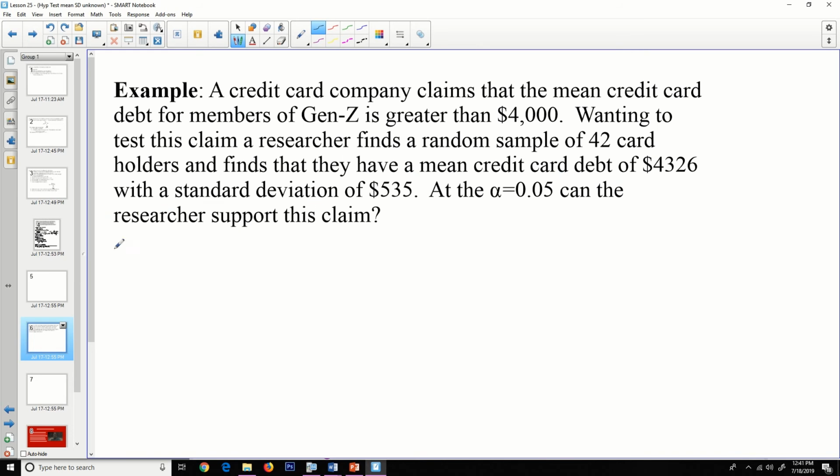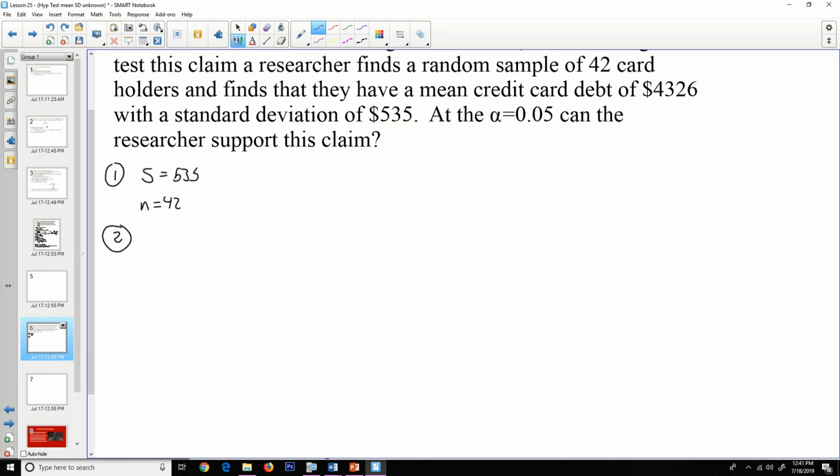So again, we're given a sample standard deviation as 535. We have an n equal to 42, so we don't have to care about whether or not it's normally distributed or not. So we are good. And so number 2, it's going to ask us to state our claims.